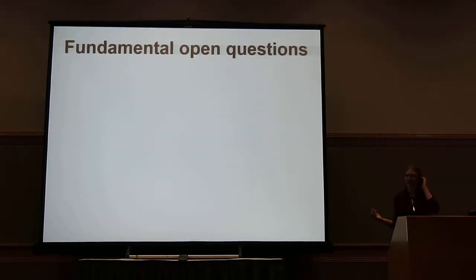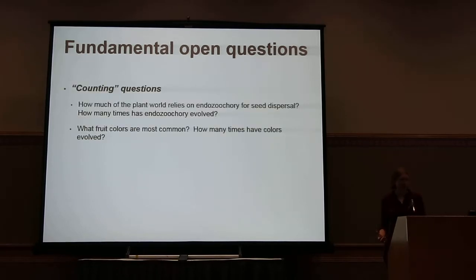So fruit colors and seed dispersal and frugivory have been topics that people have been interested in for a very, very long time. But we actually don't know a lot of very fundamental basic questions about these traits and about this mutualism. We don't know things like just how common is it, and how many times has endozoochory and reliance on animals as dispersers evolved, and how many plants have it, or what fruit colors are most common and how many times have they evolved. We do sort of know that black and red are probably the most common fruit colors, but we don't have a very good quantitative description of that, despite the fact that these colors are supposed to be very, very important for their role in this mutualism.